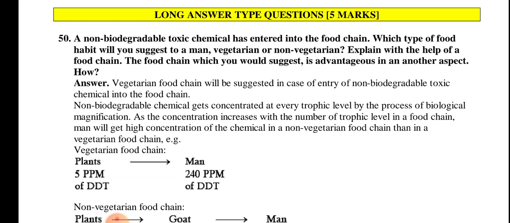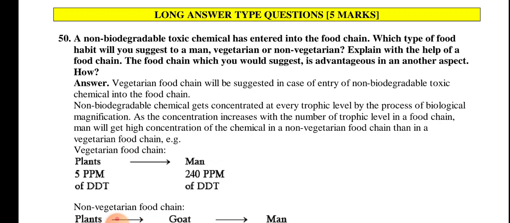A vegetarian food chain will be suggested in the case of the entry of non-biodegradable toxic chemicals into the food chain. Non-biodegradable chemicals get concentrated at every trophic level by the process of biological magnification. As the concentration increases with the number of trophic levels in a food chain, man will get a high concentration of the chemicals in a non-vegetarian food chain than in a vegetarian food chain.